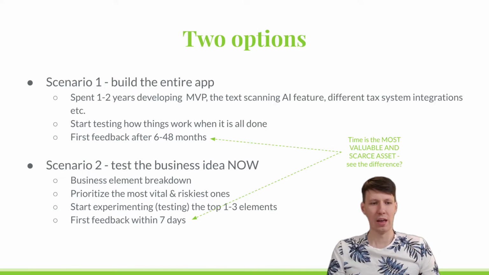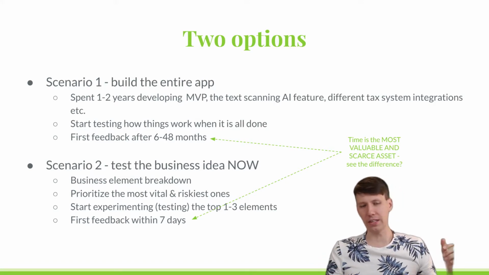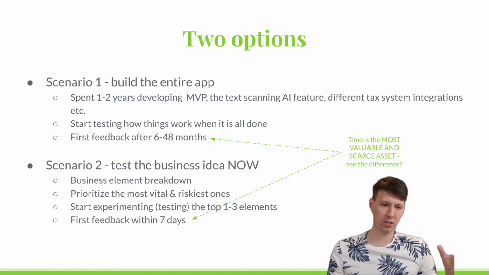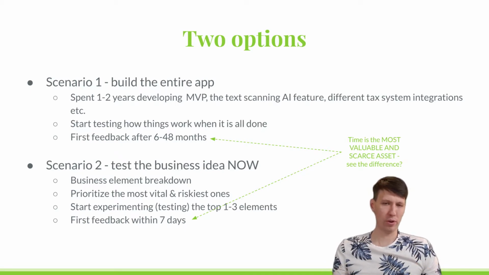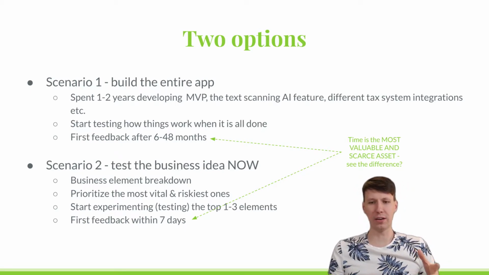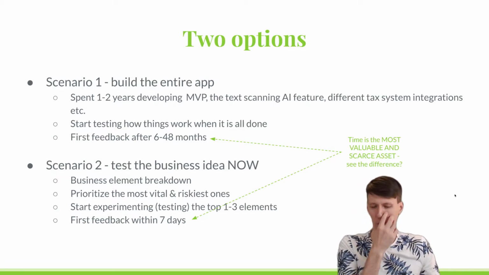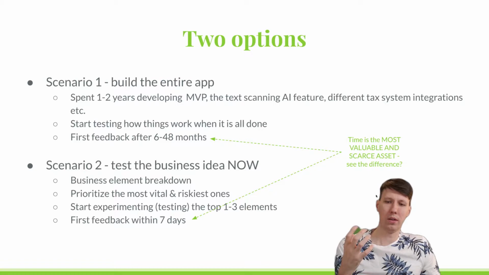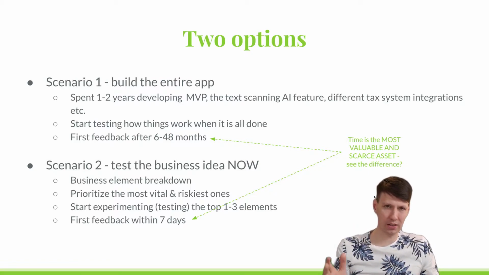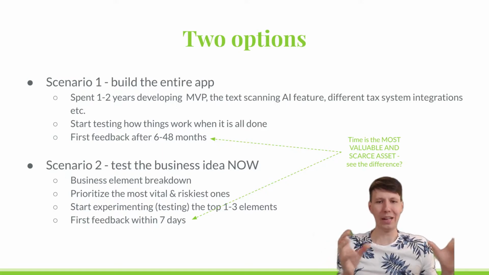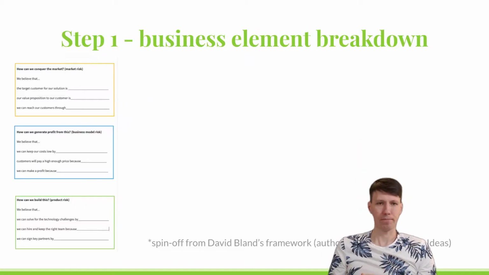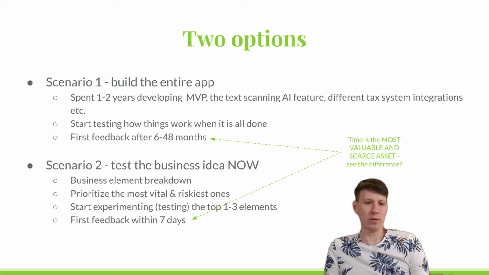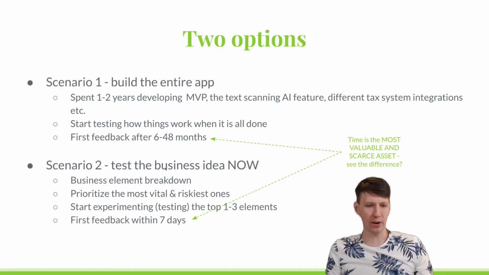So that's what we are talking about: fast validation. In there we need to first break down the business elements, then prioritize the most vital and riskiest ones of those elements, and finally start experimenting with the top 1 to 3 elements. And of course the huge difference here is that if you can get first feedback on whether the idea is going to work at all in 7 days, it's huge. You can't compare it to building something, even if you call it MVP, for half a year or 2 years or whatsoever. So now I'm going to go through these 3 steps.